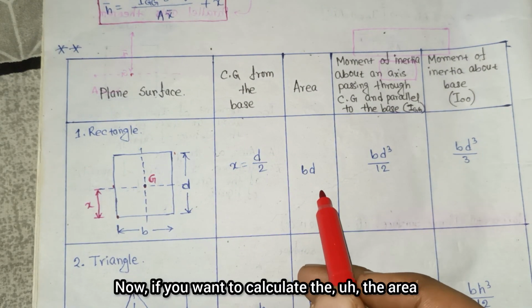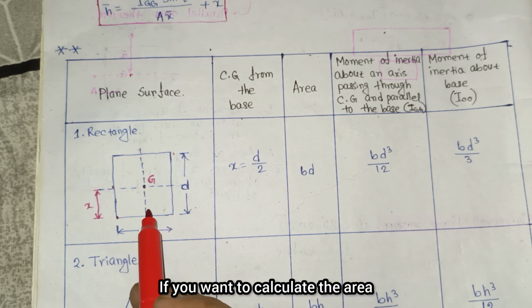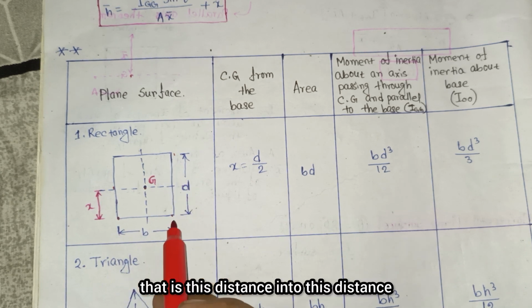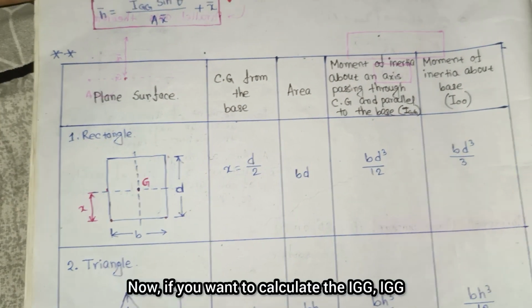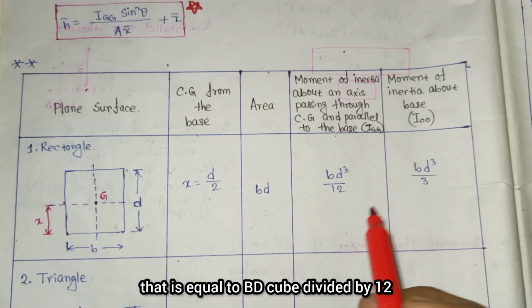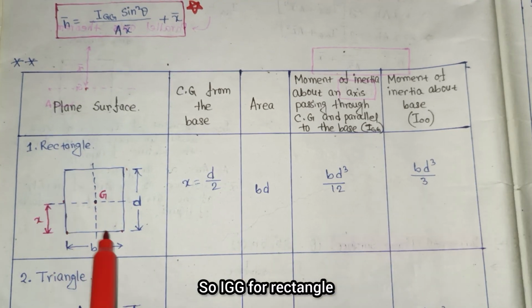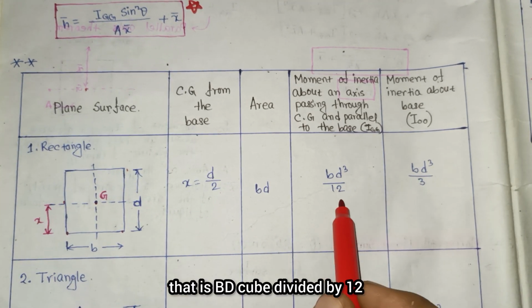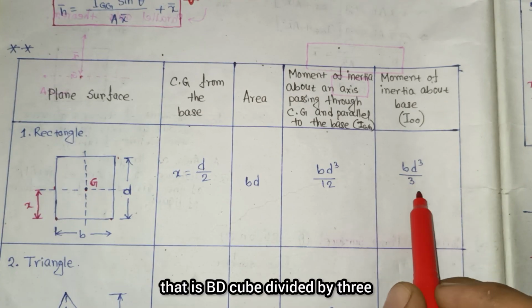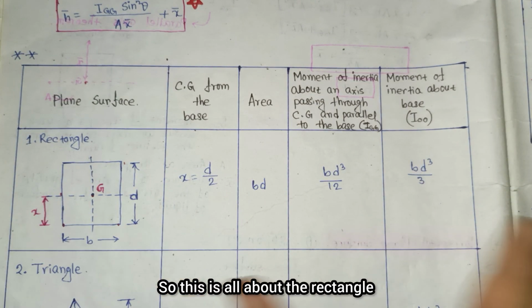Now if you want to calculate the area, that is b into d. If you want to calculate the area, that is this distance into this distance. This is the area. Now if you want to calculate the Igg, that is equal to b d cube divided by 12. So Igg for a rectangle is b d cube divided by 12. Now I0 is b d cube divided by 3. So this is all about the rectangle.